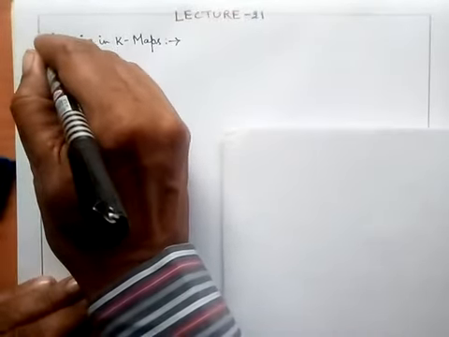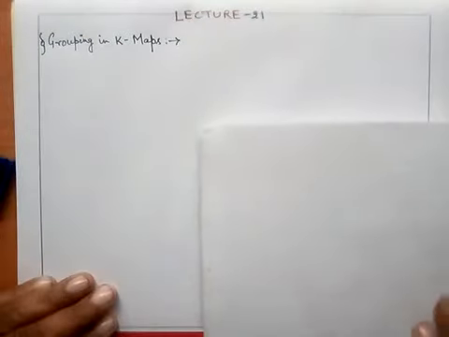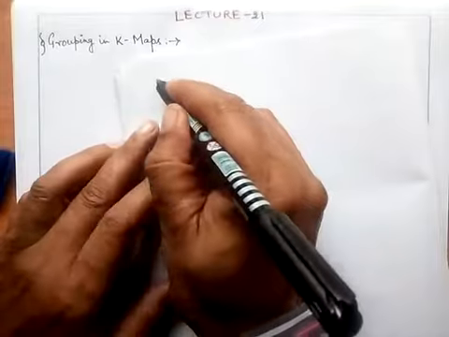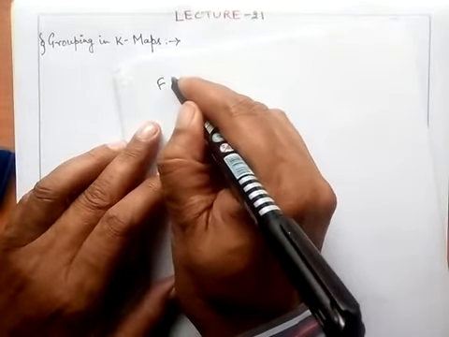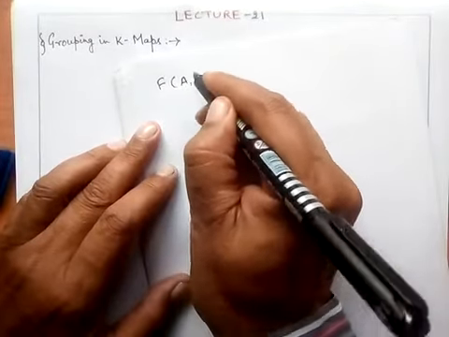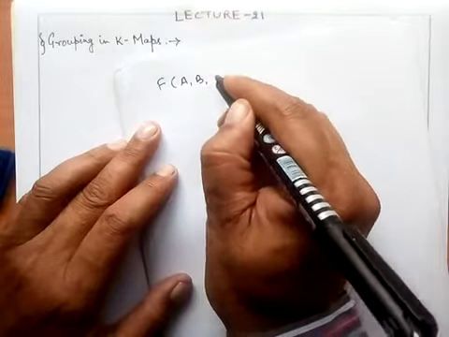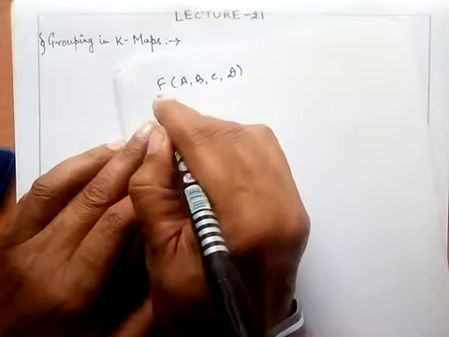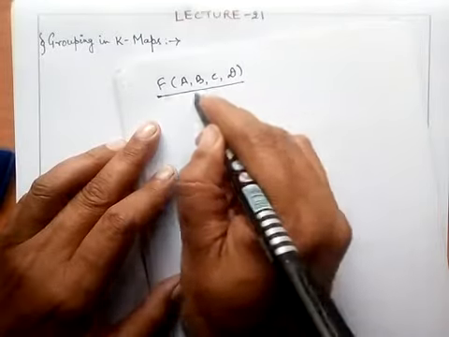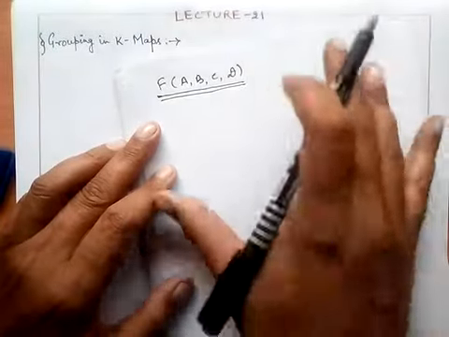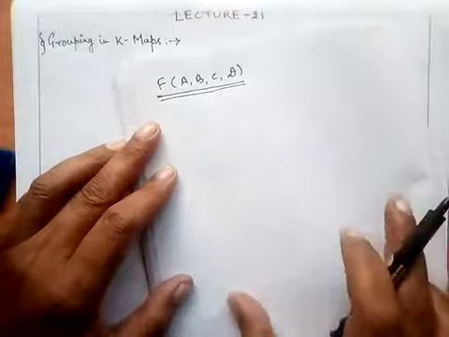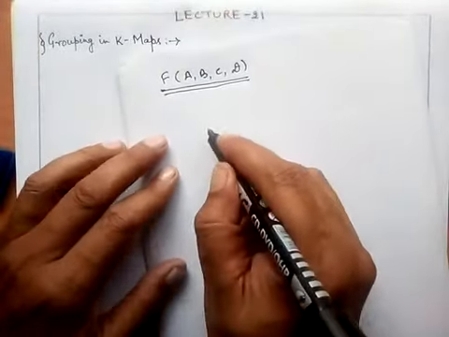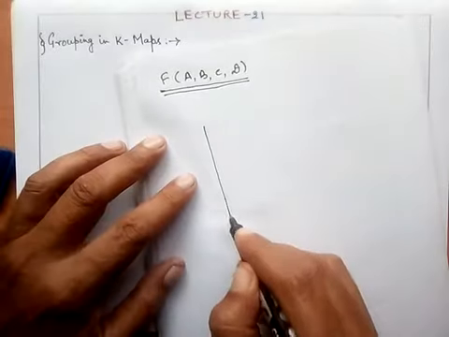How do you simplify the Boolean function? Let's take, for example, a 4 variable K-map. Suppose f, a Boolean function or a Boolean expression, is a function of 4 variables a, b, c and d. How to frame the K-map, I have already told you. I'll start with 4 variables, so automatically 2 and 3 will be clear to you. I told you how to frame this 4 variable K-map.